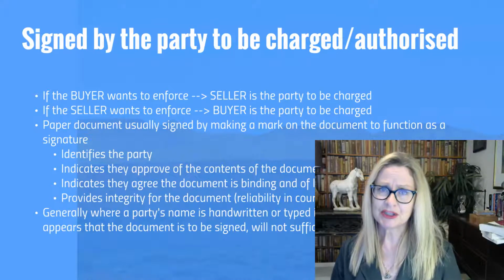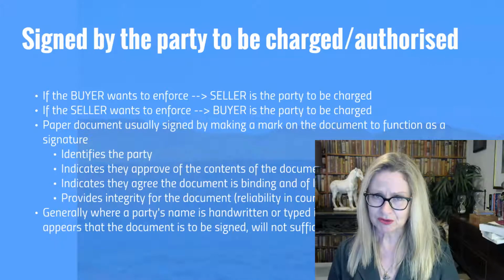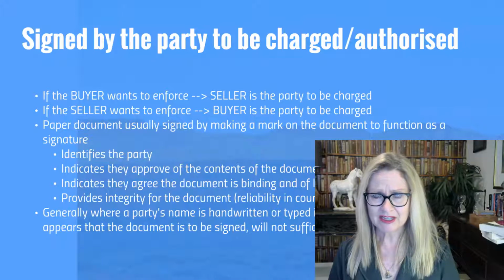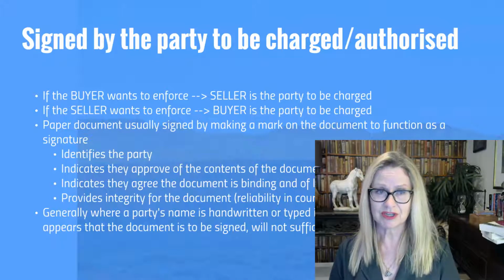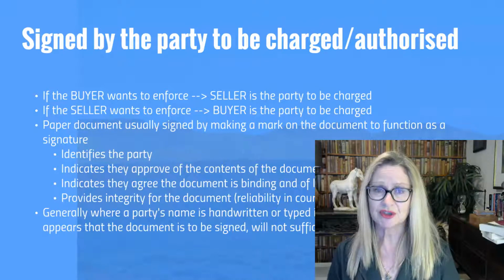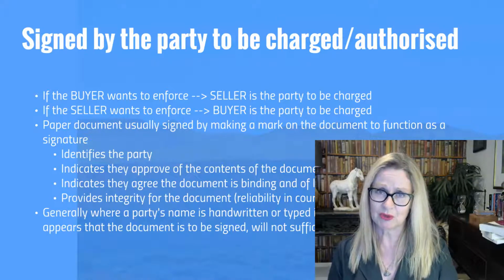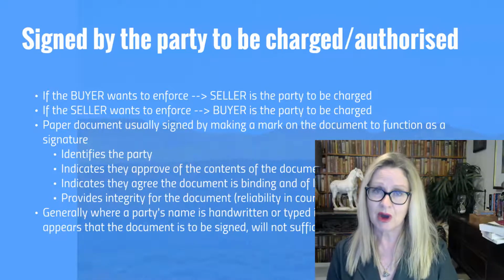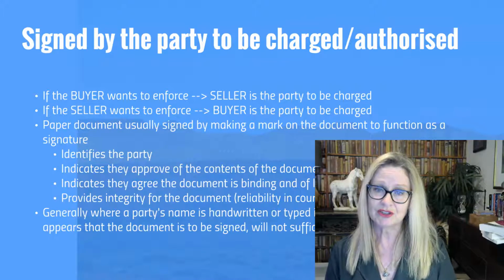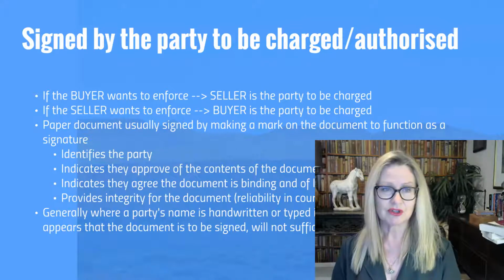The memorandum or note or the contract itself must be signed by the party to be charged or an authorised nominee. So what exactly does that mean? Well, if you're the buyer and you're the one that wants to take legal action on this contract, then the seller is the party to be charged. So it's important that the seller has signed this contract. If it's the seller that wants to enforce the contract, then the buyer will be the party to be charged. So technically you don't have to have one document with two signatures on it by both buyer and seller. It's enough, if you are wanting to take action on the contract, that the other party, the respondent to your action, has gone ahead and signed the document.